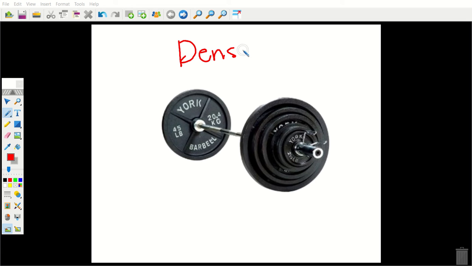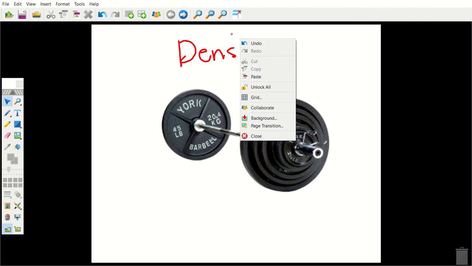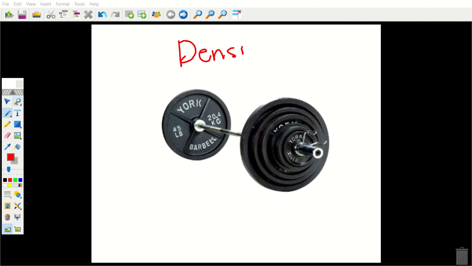Today in our Forces, Fluids, and Density unit, we're doing an introduction to a concept called density. Okay, an introduction to density. Now, in this lesson, we're going to be going over mass, volume, and weight, because we need to know those to understand what density is.